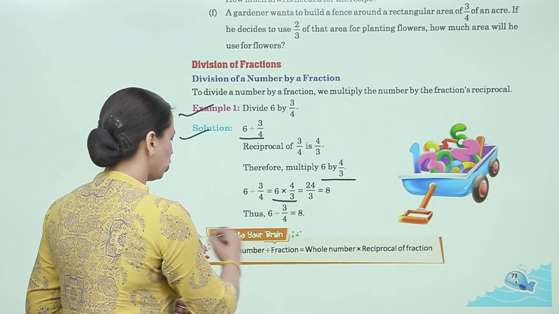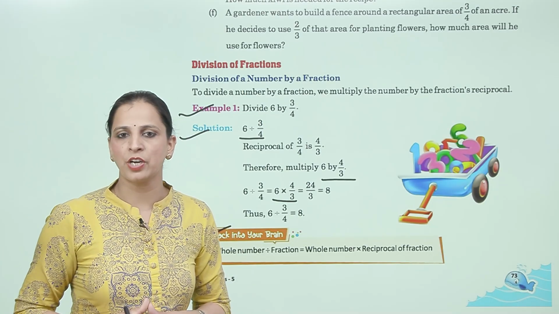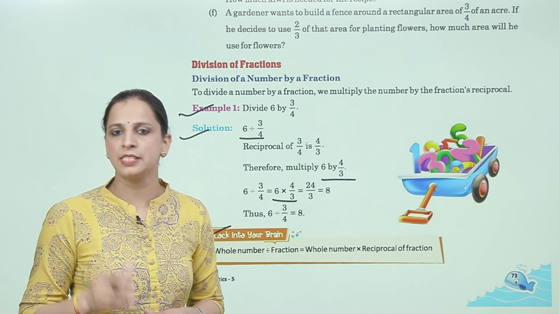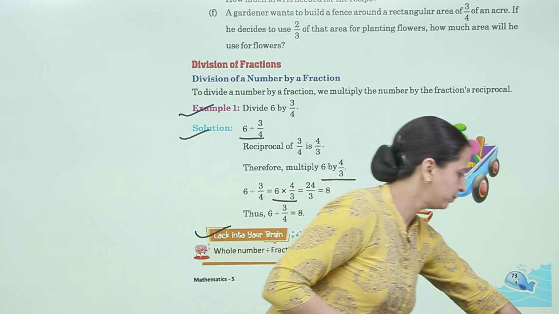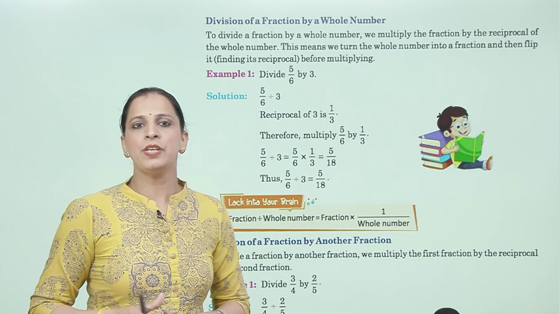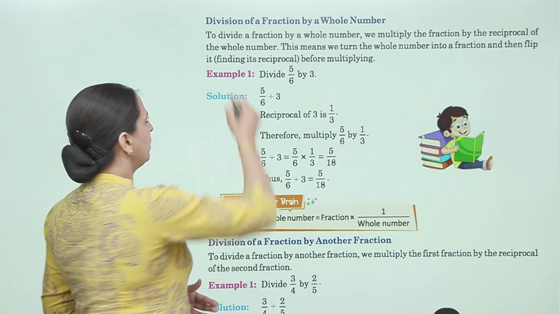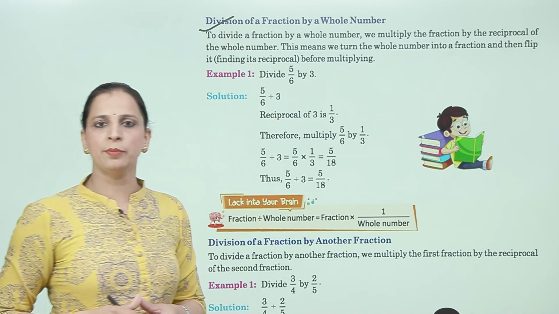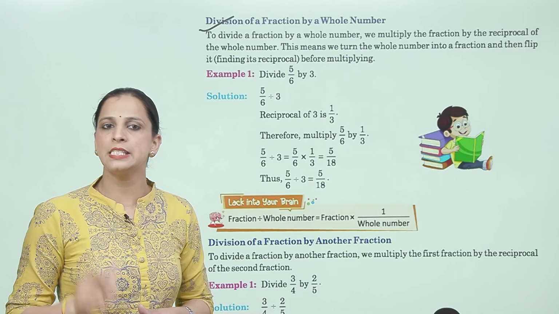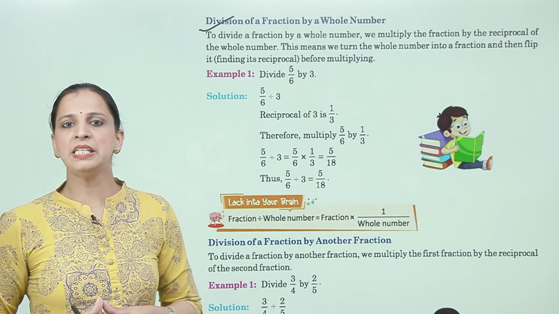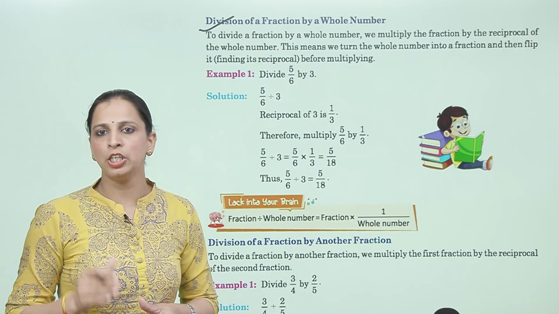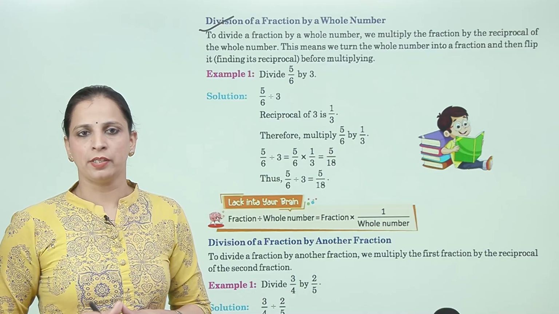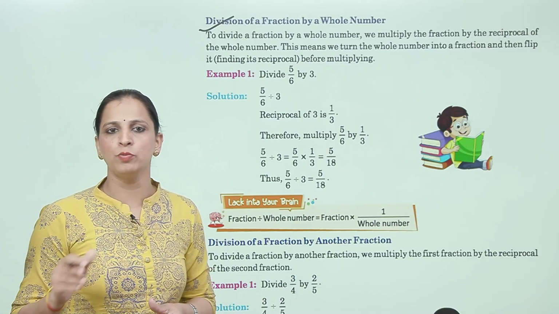Now lock into your brain, whole number divided by fraction is equal to whole number multiplied by reciprocal of fraction. Now division of a fraction by a whole number. To divide a fraction by a whole number, we multiply the fraction by the reciprocal of the whole number. This means we turn the whole number into a fraction and then flip it, finding its reciprocal before multiplying.